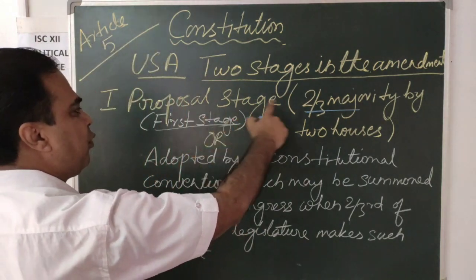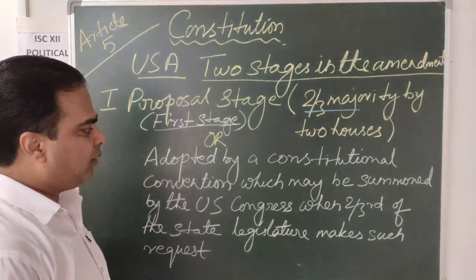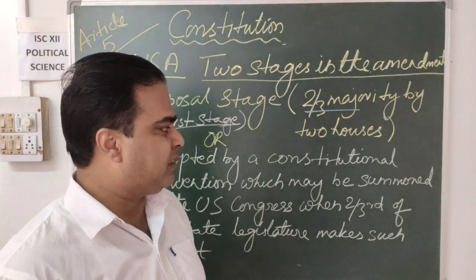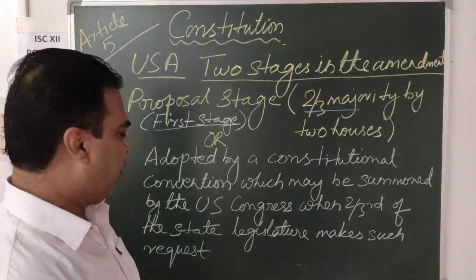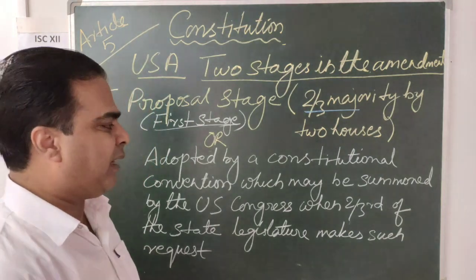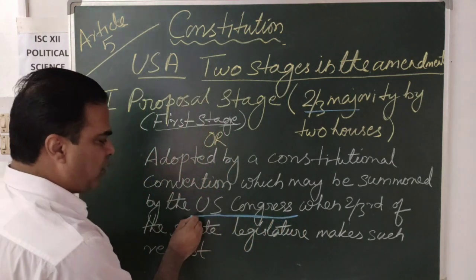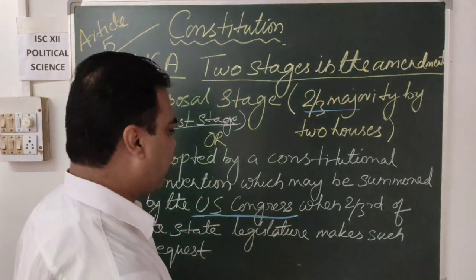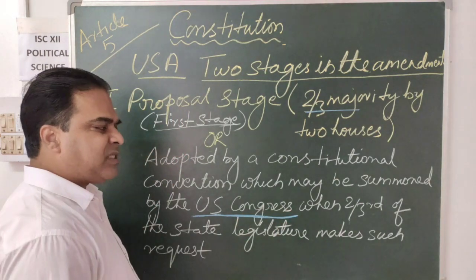Now if this one is not applicable, then there is another route, where the constitution amendment can be adopted by a constitutional convention. A convention can be summoned, summoned means called, by the US Congress. US Congress means the Parliament of USA is known as US Congress. So when does US Congress summon the convention?